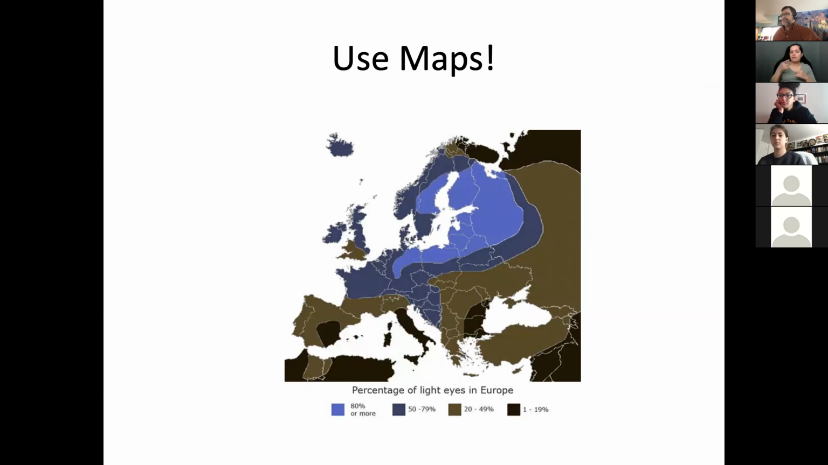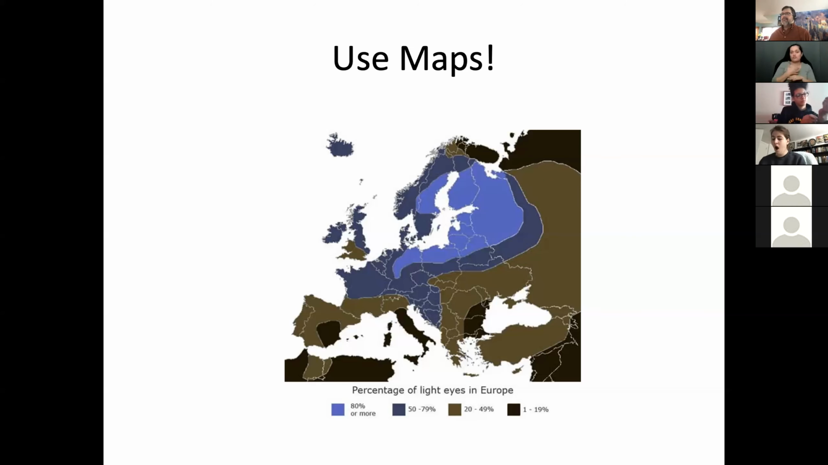All right, so here's an interesting map. Percentage of light-colored eyes in Europe. Okay. And so when 80% or more of the people's eyes are light or bluish, then they're shaded in the light blue on this map. And then it progressively goes to a dark brown. Dark brown being 1 to 19% of the people have light colored eyes. Well, looks like there's a pattern here, doesn't it? It's not just random which people have light colored eyes. Yeah, there's a geographic pattern. Now, of course, this is a genetic pattern as well. What genes you inherited from your parents in terms of eye colors.